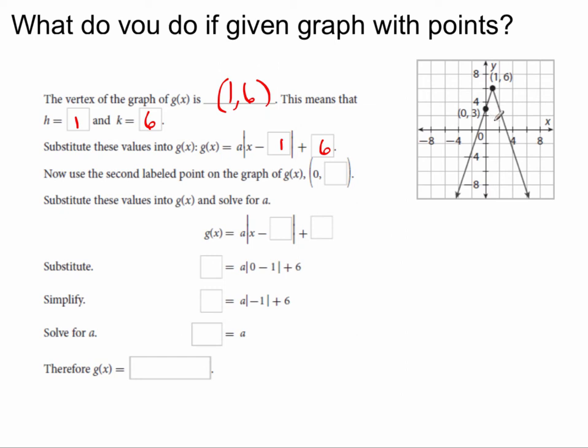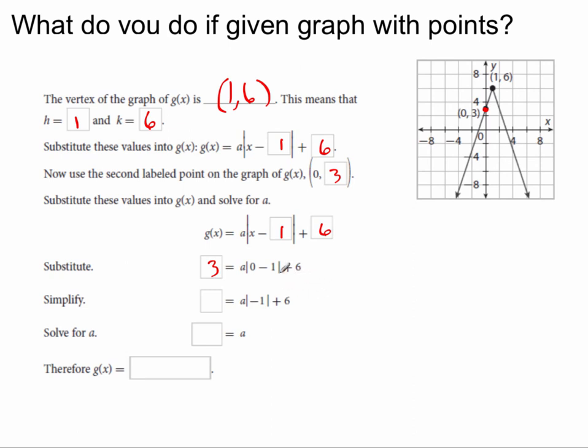Now we're going to use the second labeled point to find the rest of g. So the second labeled point is (0, 3). You're always going to need another point to find this a. So this becomes a times the absolute value of x minus 1, plus 6. Now I'm going to put this point (0, 3) into the equation. So this is x, this is y. So 3 is equal to a times the absolute value of 0 minus 1, plus 6.